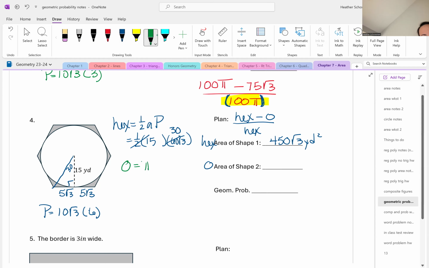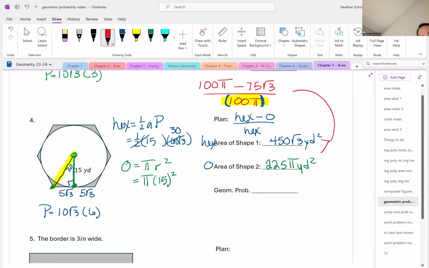The circle is pi times the radius squared. Well, some people might think that this is the radius of the circle, but the radius of a circle has to go from the center to a point on the circle. So it needs to be this one. This one ends on the hexagon, not on the circle, so it doesn't work. So we're going to have pi times 15 squared, which is 225 pi yards squared.